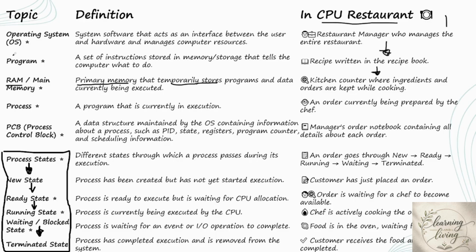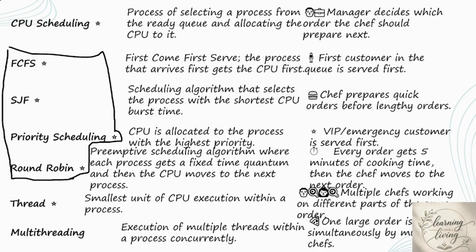And then we understood about a process. A program that is currently running is called a process. Then the process control block is like a manager's order notebook. It is a data structure maintained by the OS. This process contains different process states as we discussed: new, ready, running, waiting. You can also go through these definitions. And then we understood about CPU scheduling, which decides which order the chef should prepare next.